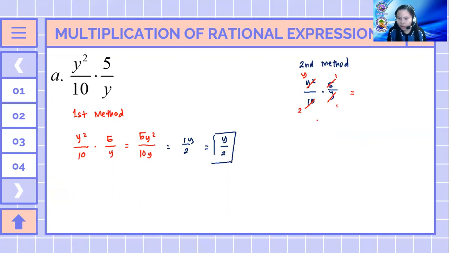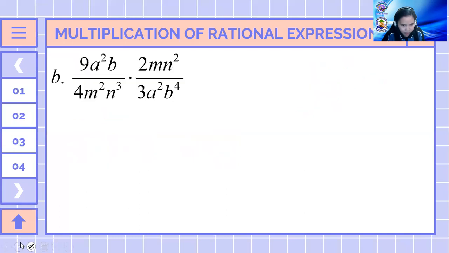Then proceed with the multiplication of rational expression. So we have y times 1, that is y, and then 2 times 1, that is 2. So we come up with the same answer. It's up to you, class, what method you want to use, but still the answer is the same. Okay, next, let's have the next example.